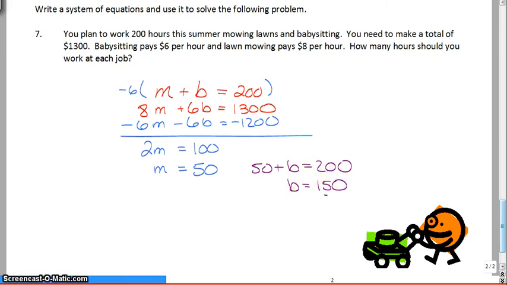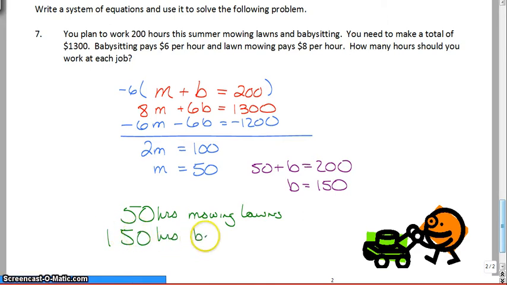So your final answer, when it's a word problem, make sure you answer the question and you don't just leave it like that. The answer to this question is 50 hours mowing lawns and 150 hours babysitting. And there you go. We are now done with systems.